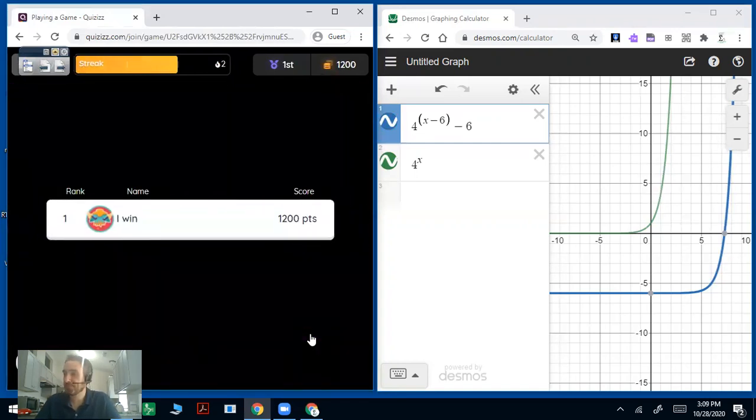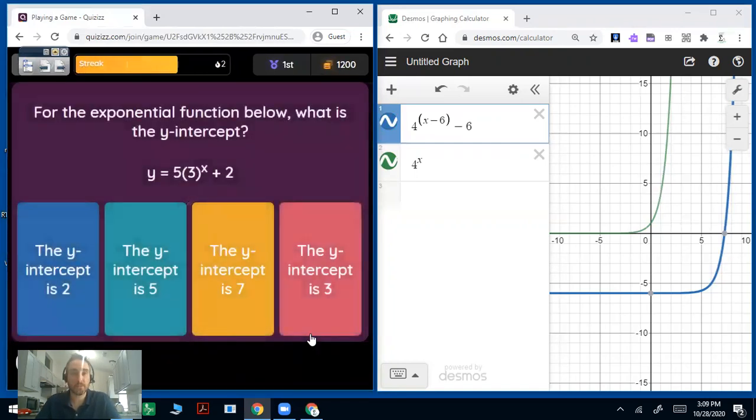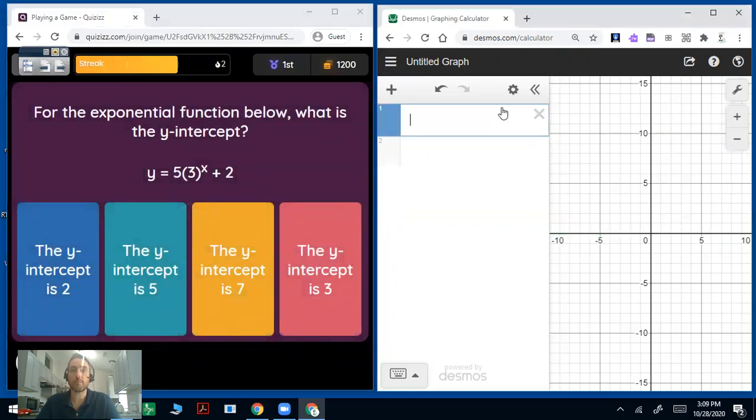Next question. The exponential function below, what is the y-intercept? Well, there's a couple ways you can get the y-intercept. You can take this first number and add the amount it's shifting up or down. So this would be 5 plus 2, which is 7. If you weren't sure about that rule, you would say the graph of this function will cross the y-axis at 7. So it has a y-intercept of 5 plus 2, which is 7.